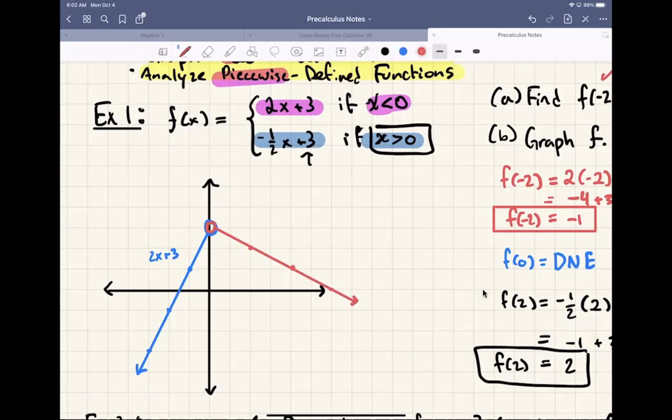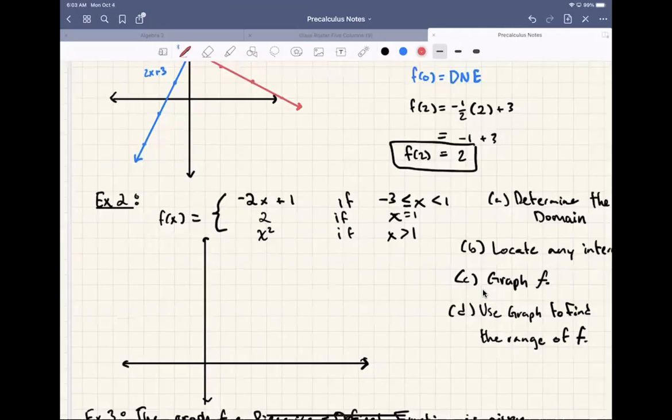Ta-da! And that's basically how we do our first problem, right? Sometimes you have a piecewise defined function that has a limited domain and range. This one has a limited range. I mean, domain. It has an unlimited domain with a limited range. Let's go on to the next problem.